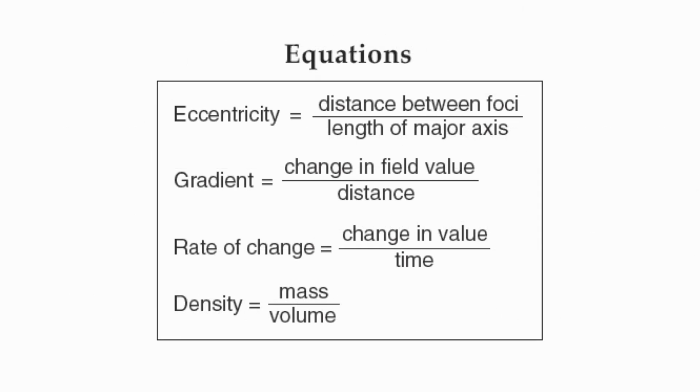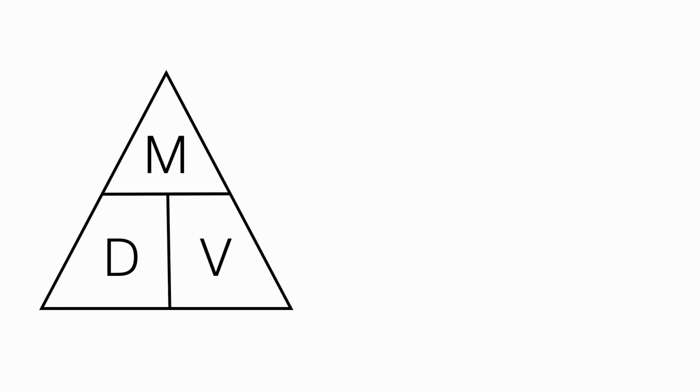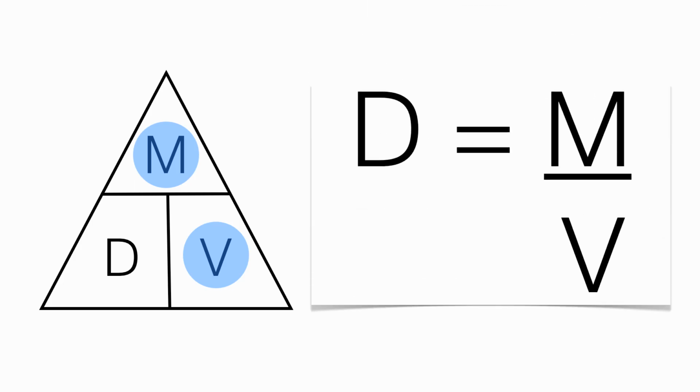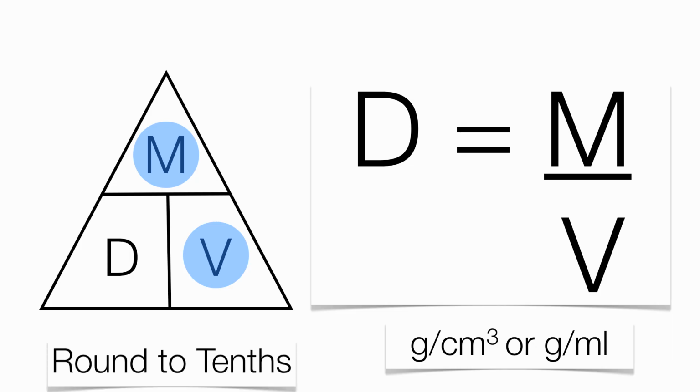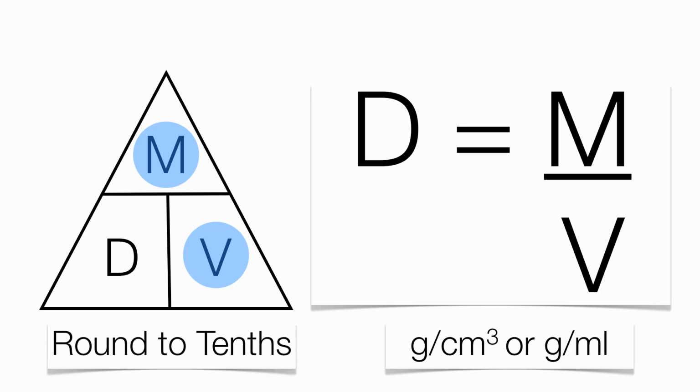The next one down, the last equation, is density. And that's going to be density equals mass over volume. Now the great thing about density is that if you set up your DMV formula in a triangle like this, you can actually manipulate it to get 3 specific variables. So when you put density equals mass over volume, mass on top, volume on the bottom, this is your standard density formula. And your units here are going to be grams per cubic centimeter or grams per milliliter. In this one, all your calculations are going to round to the tenths with the exception of eccentricity.